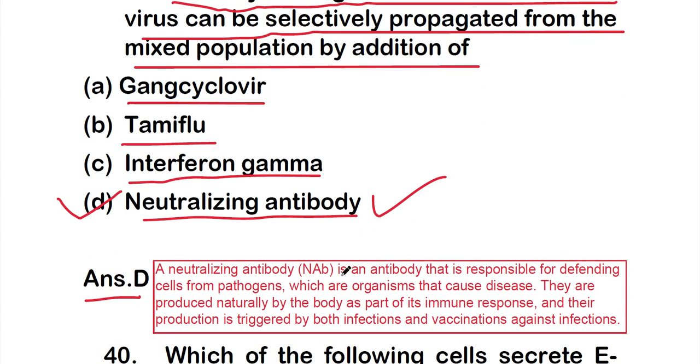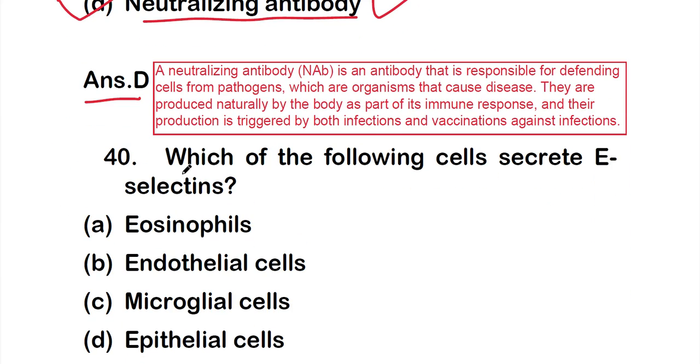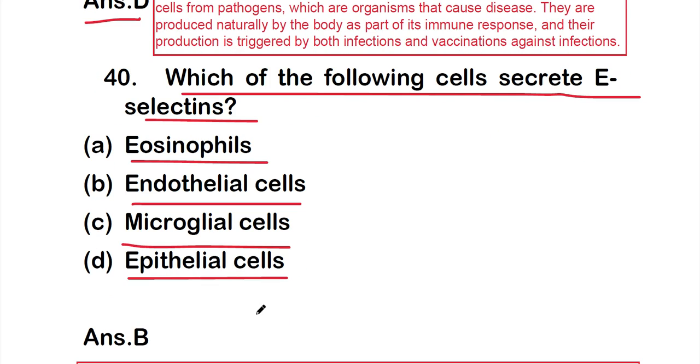A neutralizing antibody is an antibody that is responsible for defending cells from pathogens, which are organisms that cause disease. They are produced naturally by the body as part of its immune response, and their production is triggered by both infections and vaccinations against infection. Okay, so the last question of this video, that is which of the following cells secrete E-selectins? The options are option A eosinophil, option B endothelial cells, option C microglial cells, or option D epithelial cells. And the right one is option B, that is endothelial cell.